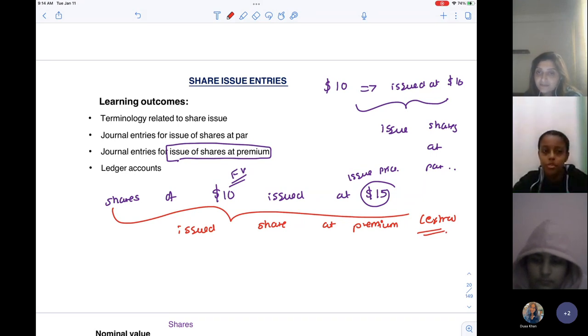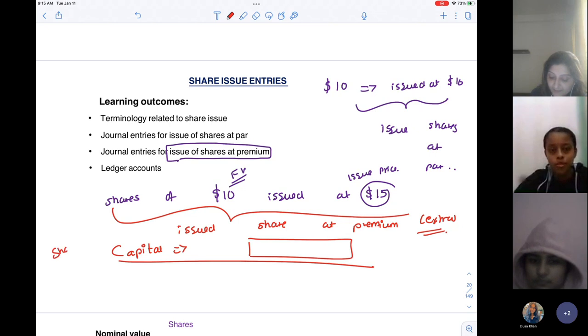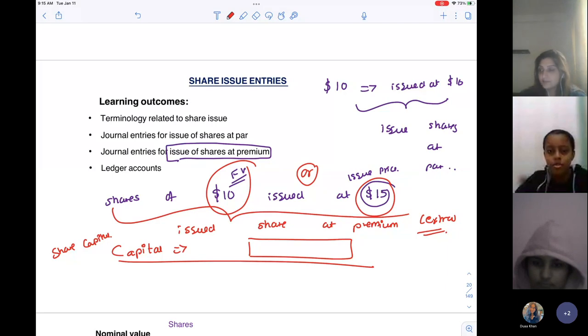When the demand for the share is high and everybody wants it, they might as well add more money after it. Yes, very good. So in that case, how much will be my share capital? How many shares are there? Take it as one only right now. This will be 15. Anybody?